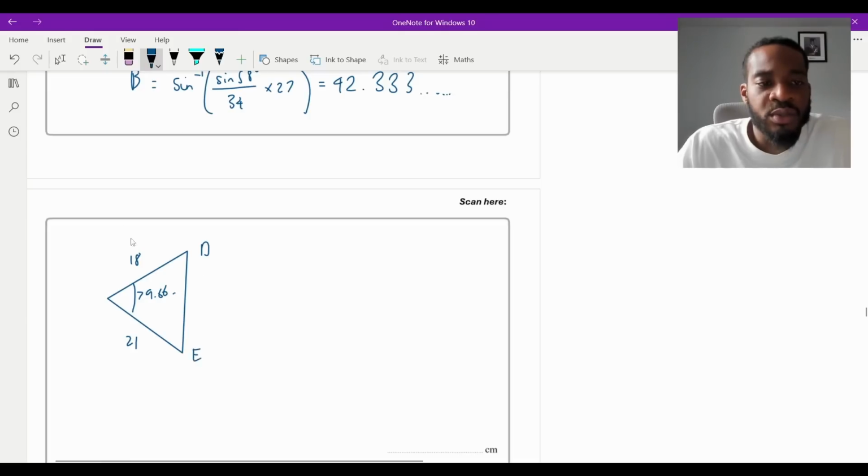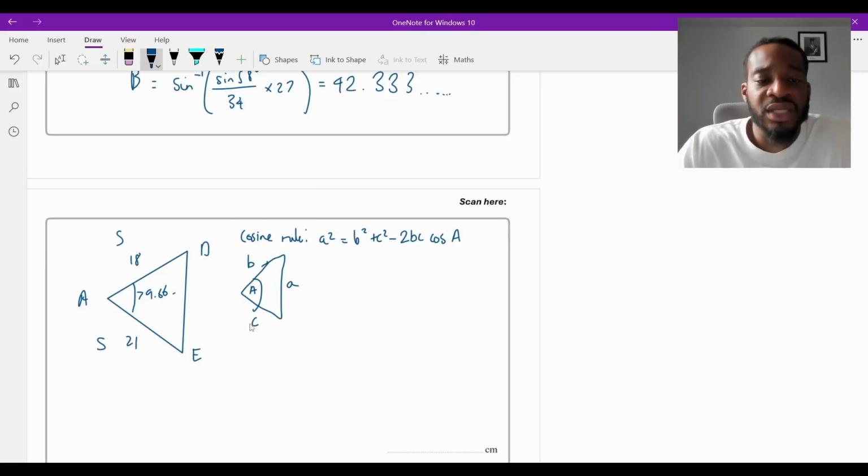Now, because we've got side, angle, side, we can use the cosine rule. Remember the cosine rule: A squared is equal to B squared plus C squared minus 2BC cosine of A. This is going to be a capital A and this is a lowercase a, and then B and C are just the two sides either side of that angle A.